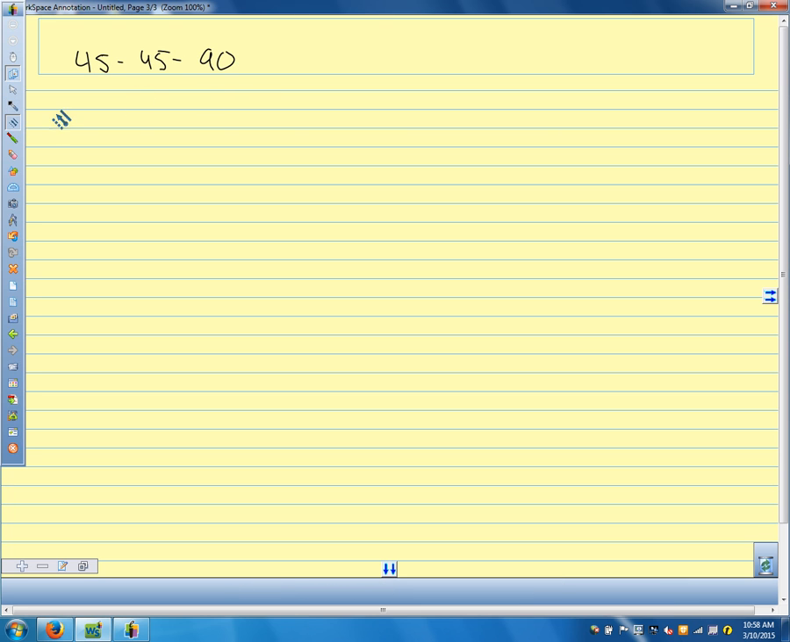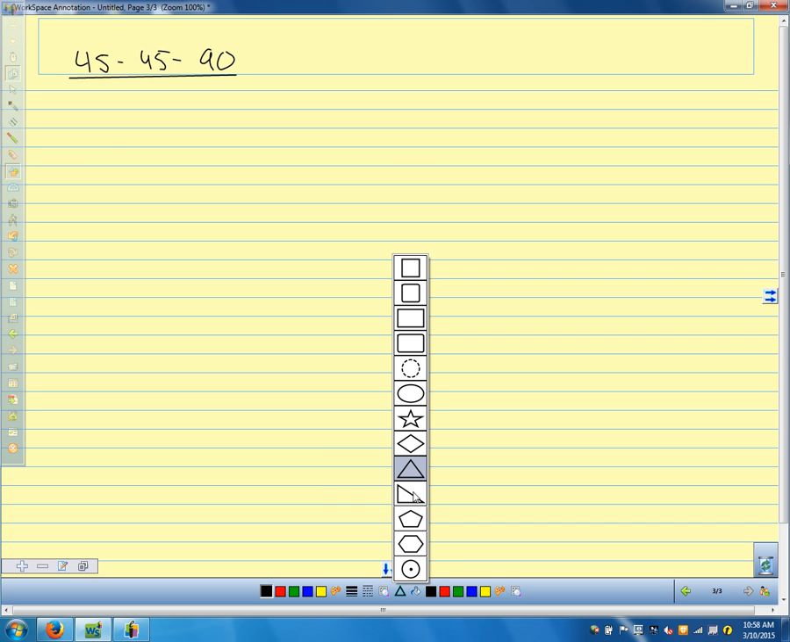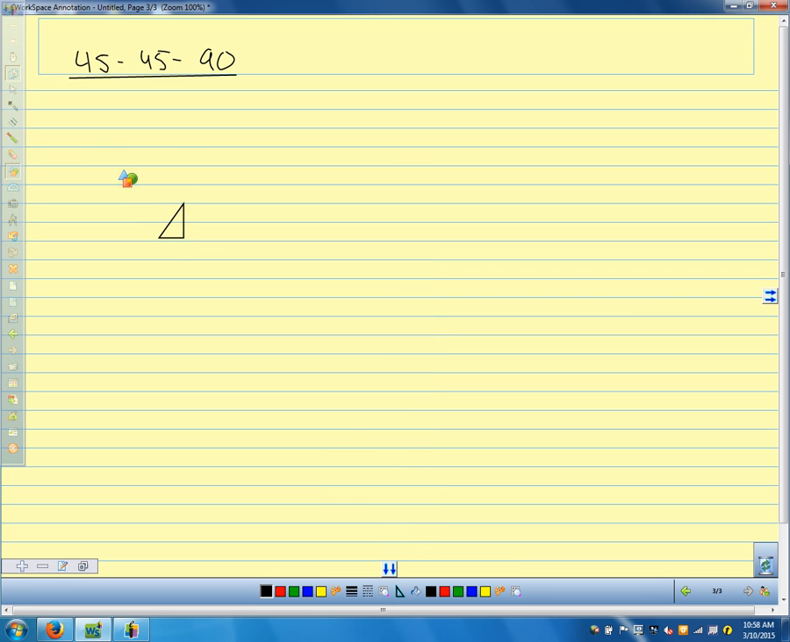So for our 45, 45, 90, let's draw our triangle. Grab a different one, and what's that one? I'm going to move it a little bit. I'm going to make it a little bigger.